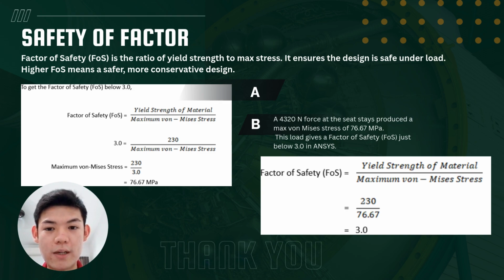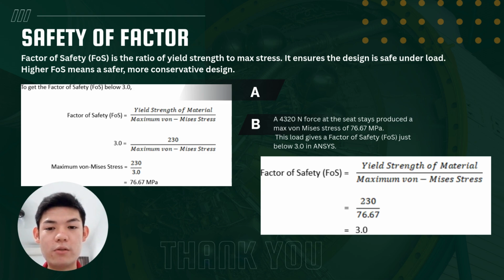Now we need to calculate the factor of safety. Factor of safety is the ratio of yield strength to maximum stress. It ensures the design is safe under load. A higher factor of safety means a safer, more conservative design. For our project, we need to get a factor of safety below 3.0.